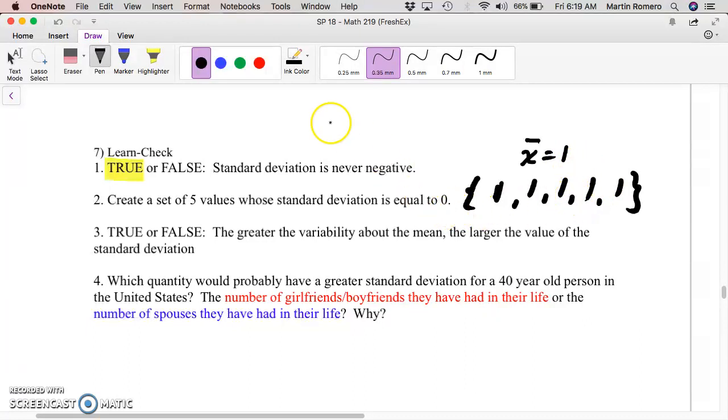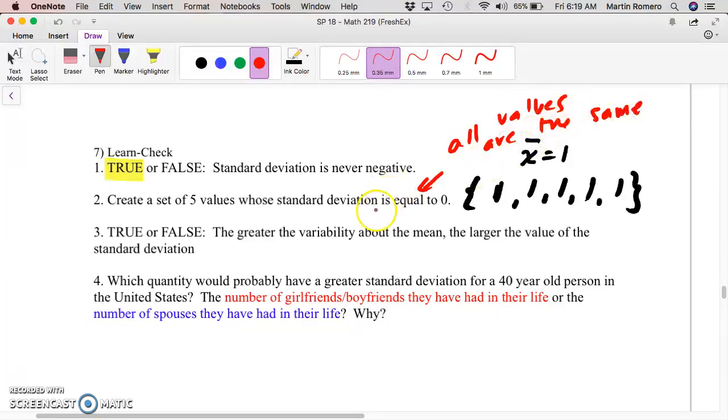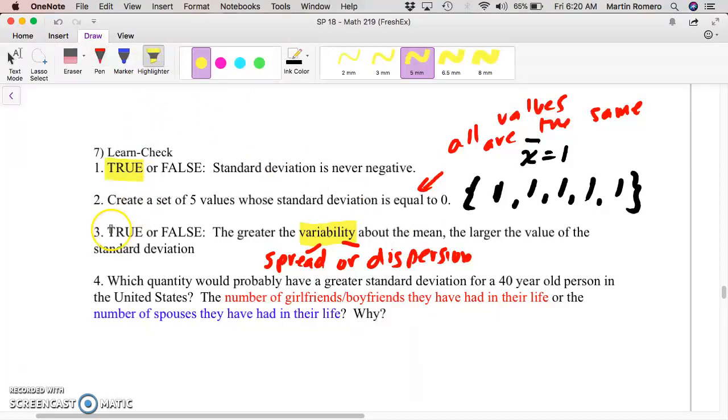That's the only time it would be equal to 0, when, in this case, all values are the same. That's what will produce an equal standard deviation. True or false? The greater the variability about the mean, the larger the value of the standard deviation. Greater variability, it's a key word, that's a synonym. That's another word for spread, or another word for dispersion. That's just a synonym for those. So the answer in this case would be true.